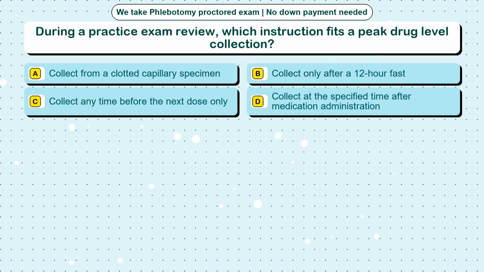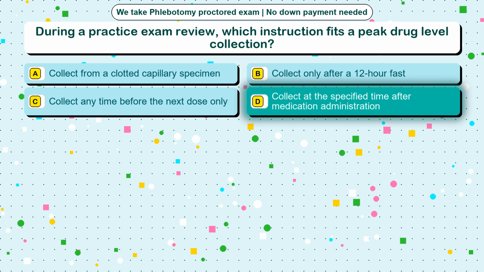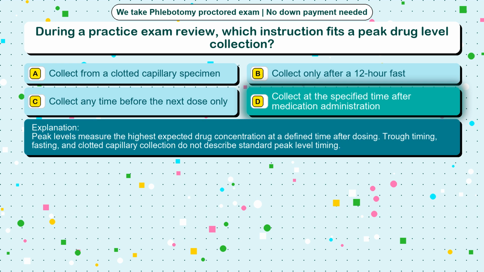Question 85. During a practice exam review, which instruction fits a peak drug level collection? Option A, collect from a clotted capillary specimen. Option B, collect only after a 12-hour fast. Option C, collect any time before the next dose only. Option D, collect at the specified time after medication administration. The correct answer is option D, collect at the specified time after medication administration. Peak levels measure the highest expected drug concentration at a defined time after dosing. Trough timing, fasting, and clotted capillary collection do not describe standard peak level timing.